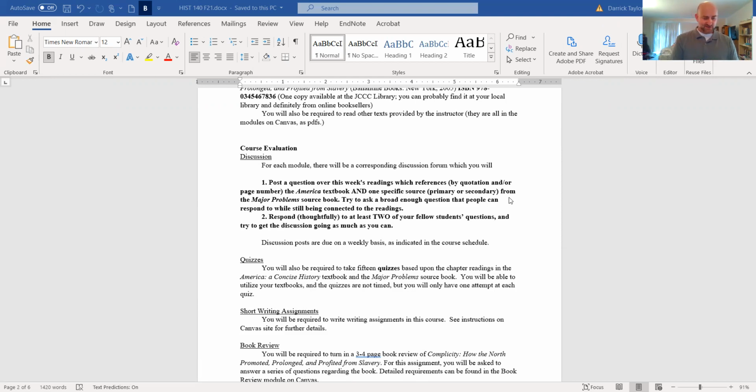What you're going to do every week, basically, is you'll have a week's worth of readings assigned to you, a chapter out of the textbook, and usually a chapter in the major problem source reader. And what you'll do is you'll post a question, a single one, which references both the textbook, but also at least one specific source, not the whole chapter, just one specific source, primary or secondary, from the source book. The whole point of this is to get you to ask a question that involves both the things you've been reading, but also it should be a broad enough question that people can respond to it while still being connected to the reading.